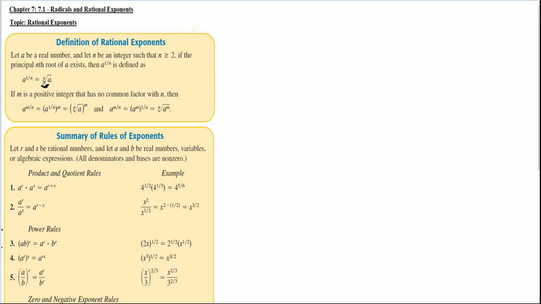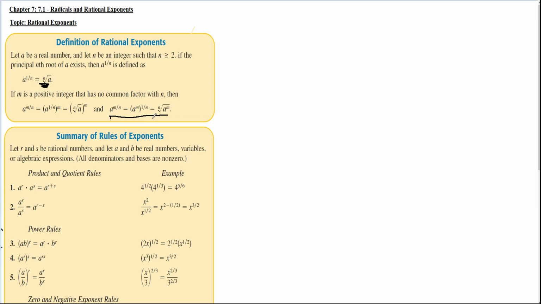So if we're taking fractional powers now, if we have m, which is a positive integer that has no common factor with n, then a raised to the m divided by nth power can be written as a raised to the 1 divided by nth power, which is then raised to the mth power, okay? And so then it just continues on and rewrites it using our definition.